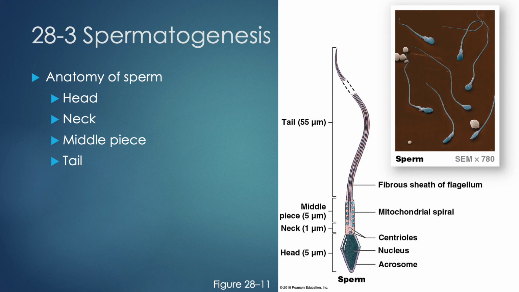The anatomy of a sperm is pretty straightforward. At one end, we have the head, and at the opposing end, we have the tail. In between, there are two specific segments. There is the neck, which is right next to the head, and then in between the tail and the neck is a portion in the middle, literally called the middle piece.